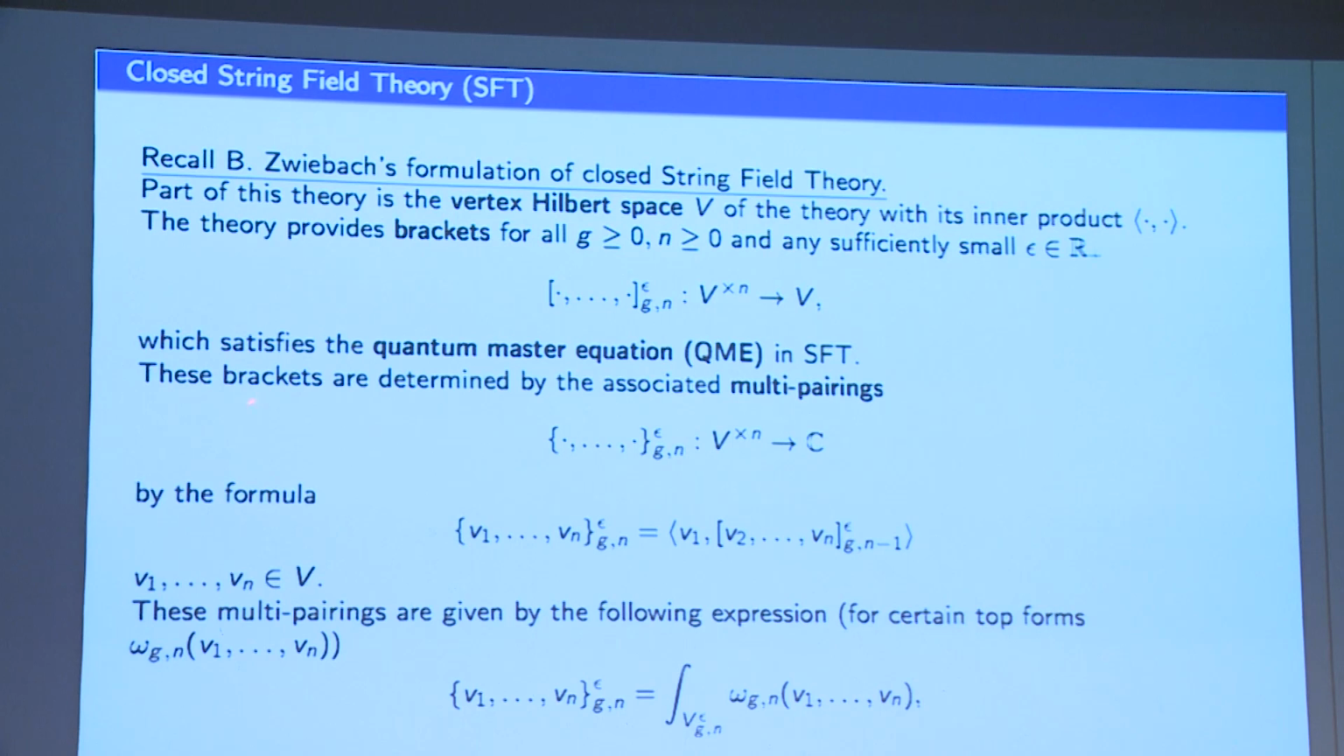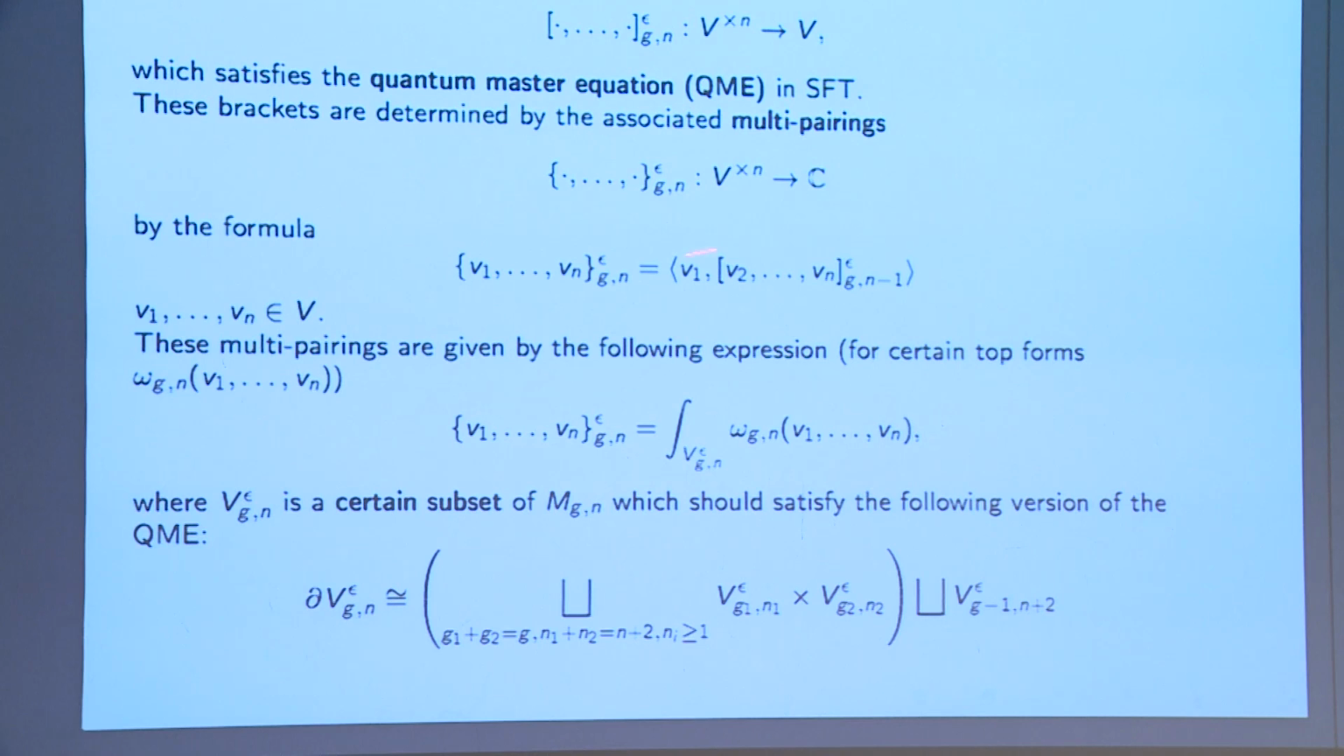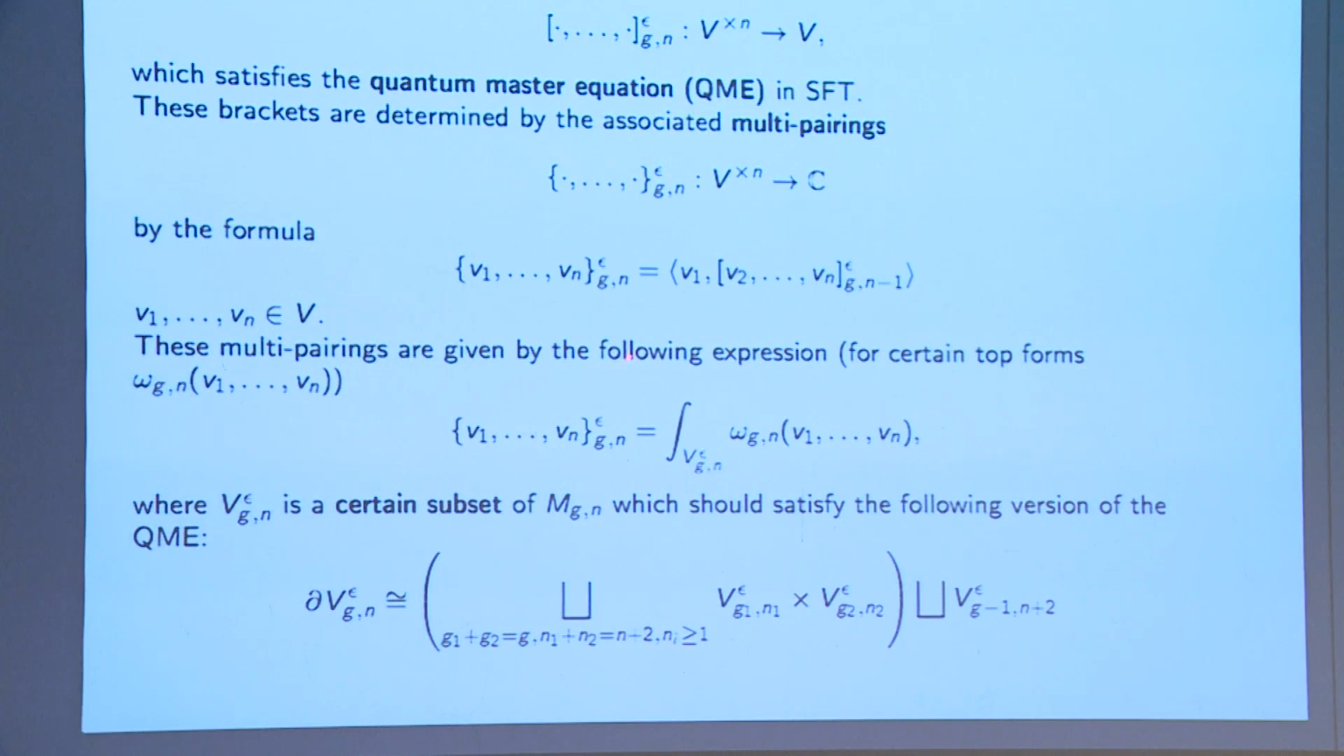Now, I'm not going to write down what the quantum master equation is, but I can use the inner product up here to turn these brackets into brackets like this if I like. So now they're just complex valued and they're equivalent to these brackets here via this inner product. I just dualize the first variable. And then the whole expectation, or the definition, is that these multilinear pairings are determined by integrating certain top forms over some subsets of the moduli space M_{g,n}. Not M-bar here, but some subset inside the open part of the moduli space.